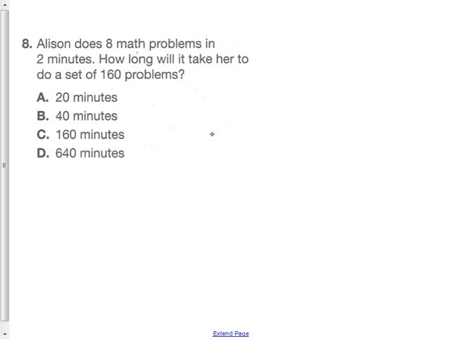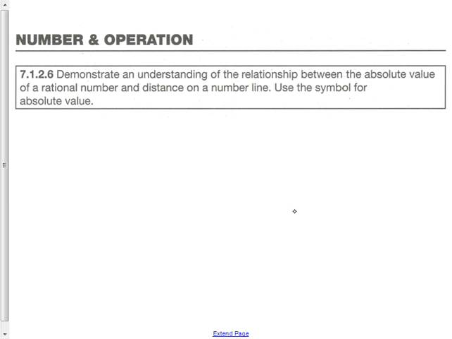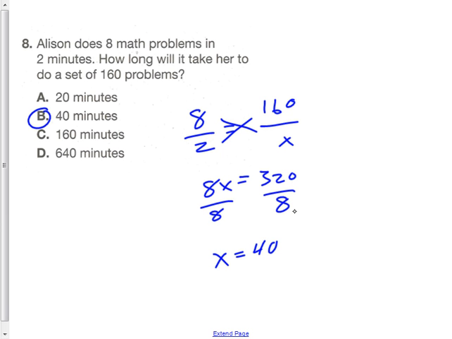Allison does 8 math problems in 2 minutes. So we're going to say 8 problems in 2 minutes. How long will it take her to do a set of 160 problems? So 8 problems matches the 160. So let's cross multiply. We get 8x is equal to 320. Let's divide both sides by 8. And so we're going to get x is equal to 40 minutes, because 320 divided by 8 is 40. Okay, and so that's the last example for 7125.